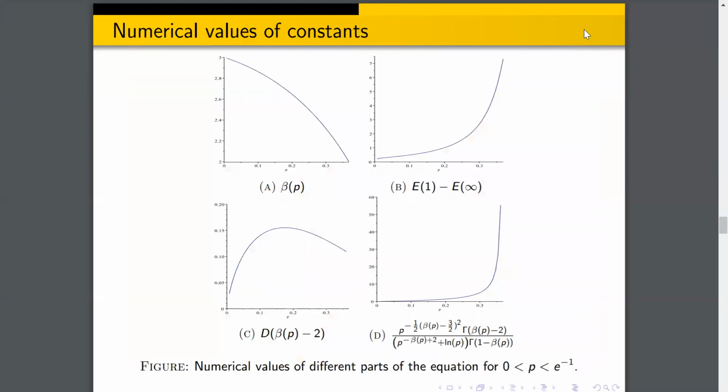And to give you a glimpse of that, we also provide figures, and we see that for all ranges there is no problem actually, and we see that as p approaches e to the minus 1, the values for some of the parameters really go up to infinity.